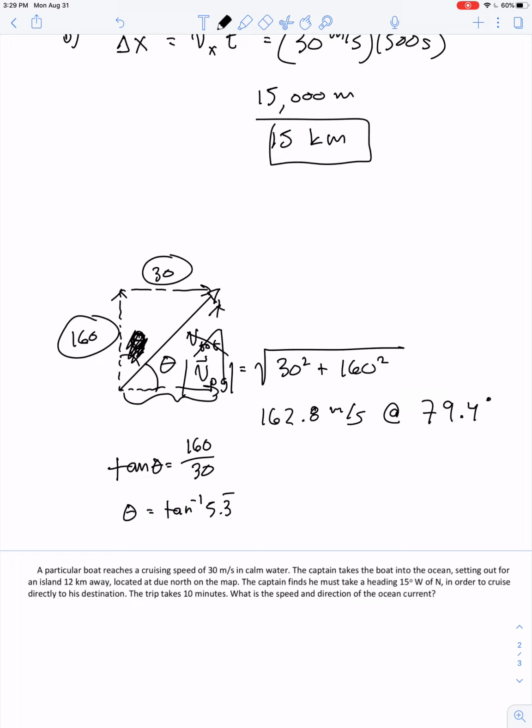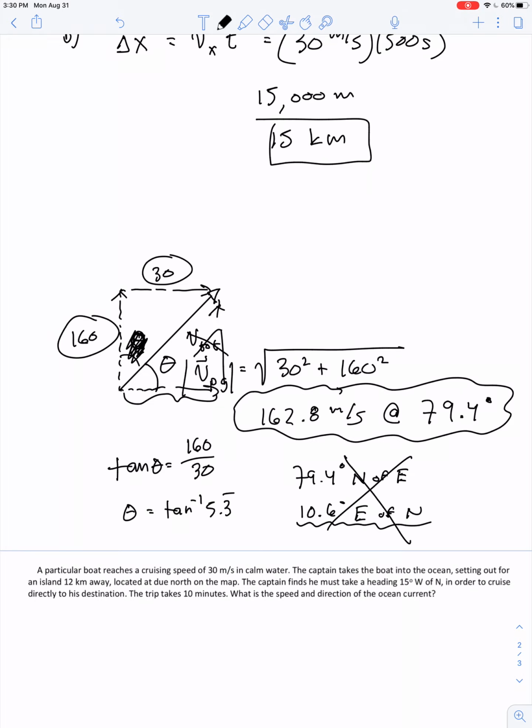79.4 degrees. Now we could call that 79.4 degrees north of east, or I guess it would be just as well to say 10.6 degrees east of north. That's a little less typical. But when we don't state the compass directions and we just give the angle, then it's always implied to be relative to the positive x-axis.